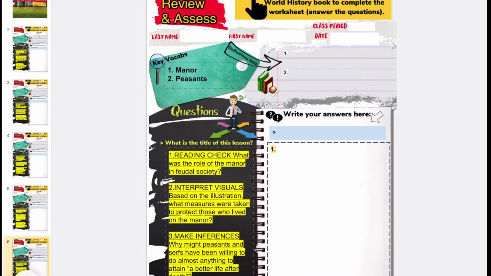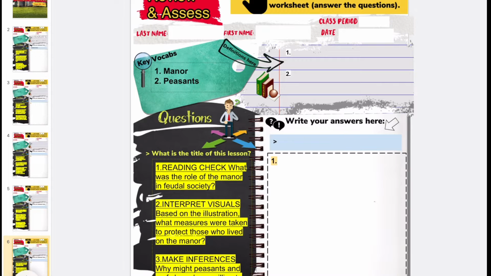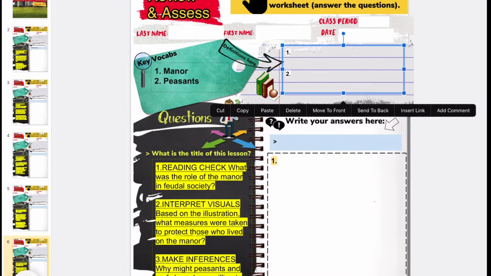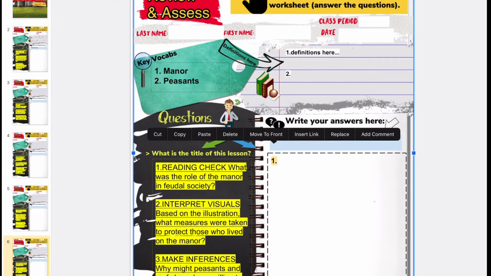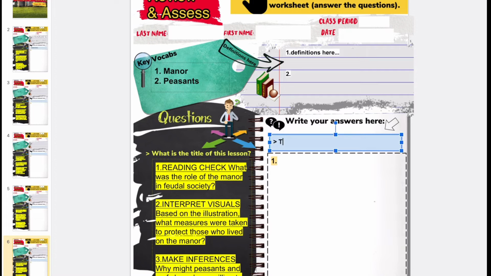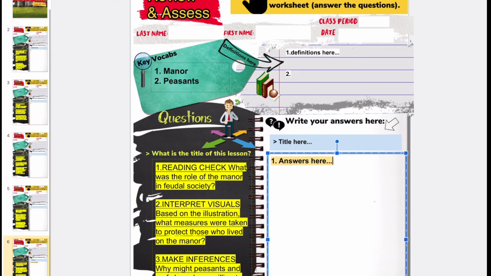Now go to our Google Classroom and open the Review and Assess assignments, Chapter 11, Section 1, Lesson 6. Go ahead and fill in the information, the key vocabulary, the title of the lesson, and answer the questions on the right side of the slide. Double check your answers and be sure that you are writing in complete sentences when it is required. And don't forget to turn this in before the deadline today.